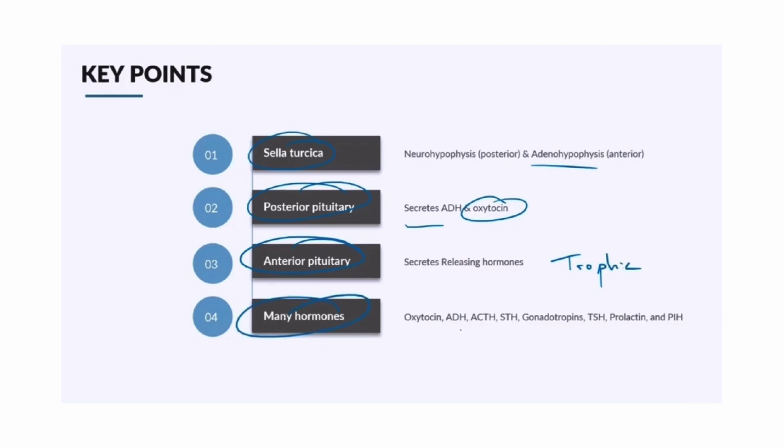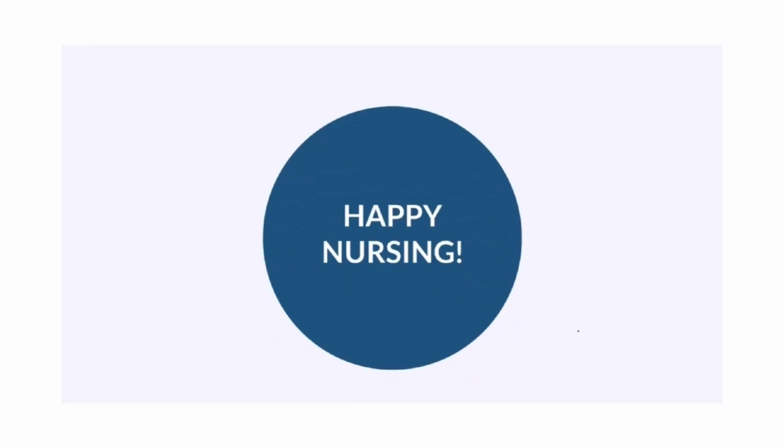There are lots of hormones associated with the pituitary gland. There are tons. So you've got oxytocin, ADH, ACTH, which is the adrenocorticotropic hormone, STH, the gonadotropins, the thyroid stimulating hormone, prolactin, and the prolactin inhibiting hormone. And that's it for our lesson on the pituitary gland.